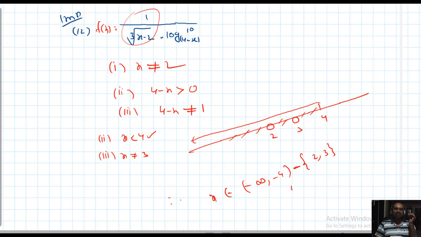This is one of the ways, or another way you can also write it. Another way is x belongs to minus infinity to 2 union 2 to 3 union 3 to 4. This is the domain of the function. Okay.